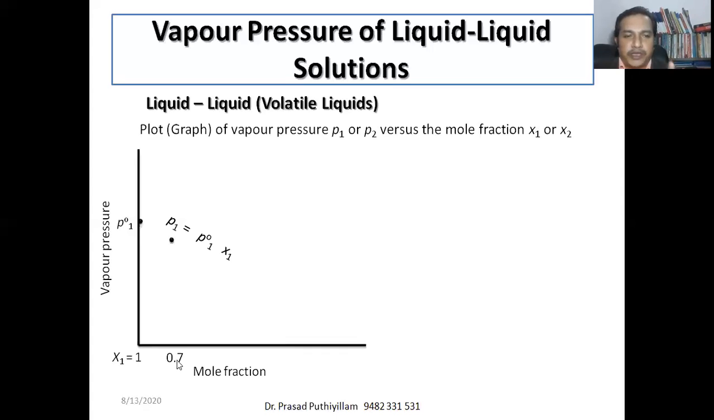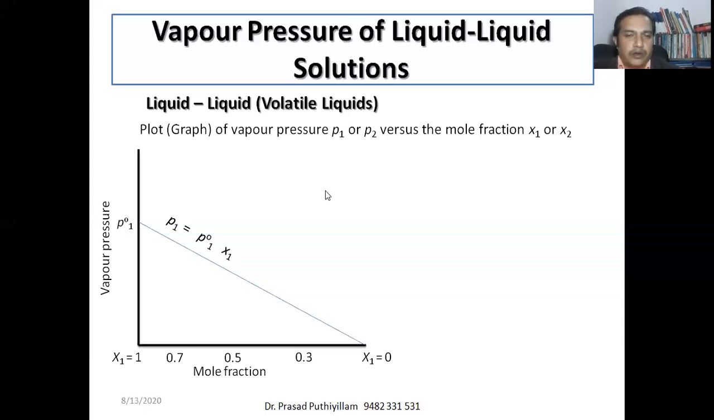Therefore, for 0.7, the value is decreased. For x1 equal to 0.5, there will be further decrease in the pressure exerted by component 1. And if it is 0.3, further decrement in pressure due to component 1. When x1, the mole fraction of component 1, becomes 0, that component is not there, so there is no pressure exerted by that particular component. Therefore, we can draw a trend line like this. This is the trend line representing the pressure of component 1.